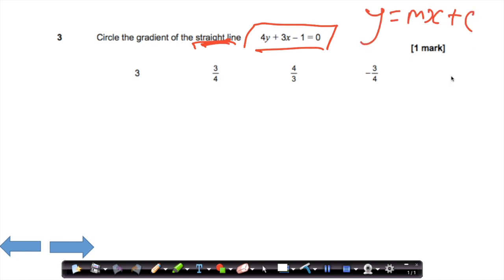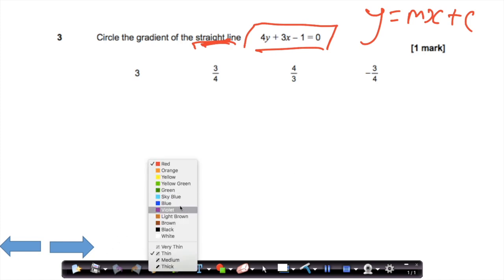Looking at question 3, the gradient of a straight line, 4y plus 3x minus 1 equals 0. To tackle this one, first of all, you need to know that you're talking about a single power of x with a single power of y, and we have been told that it is a straight line. So we know immediately it should be in the form y equals mx plus c. If I just do a quick review of what y equals mx plus c actually is, maybe that will help.